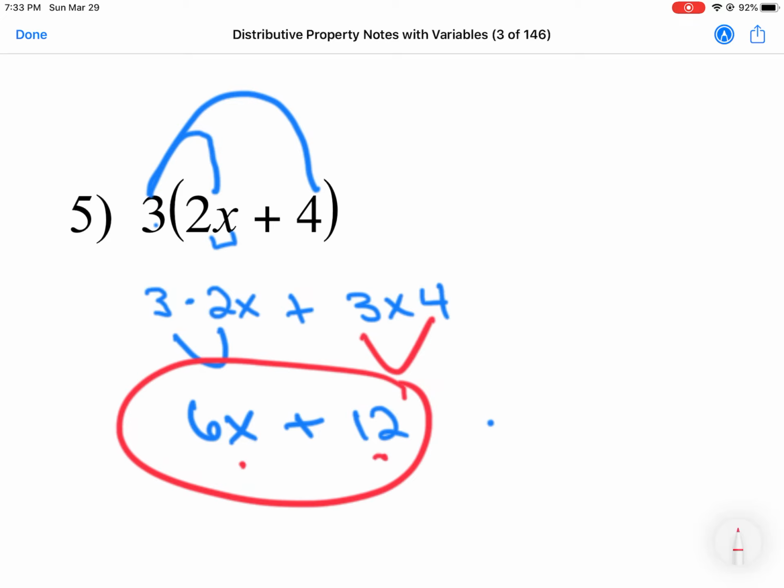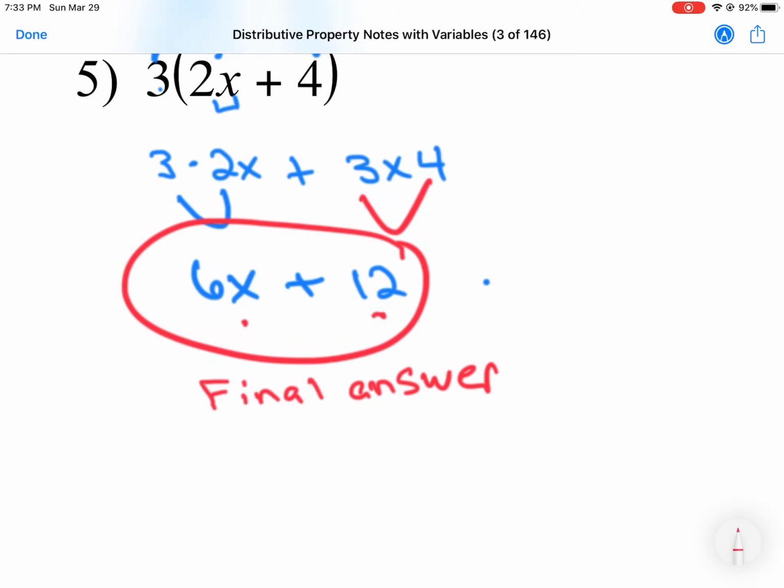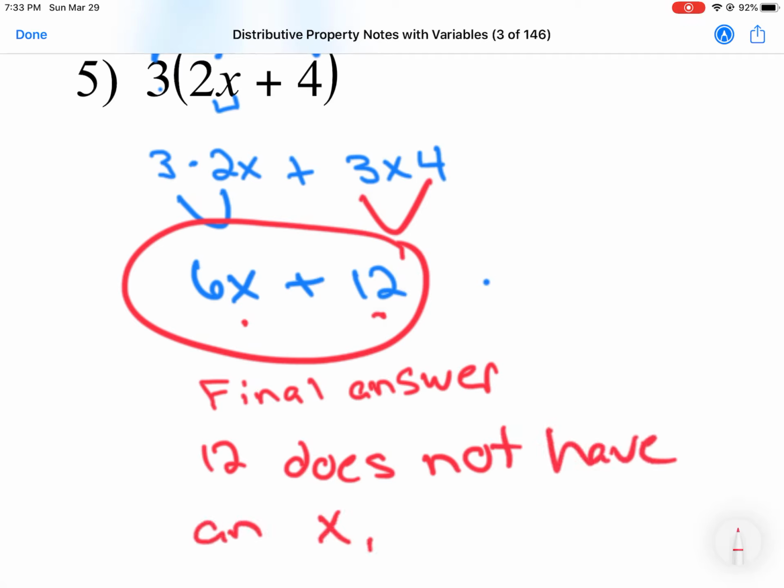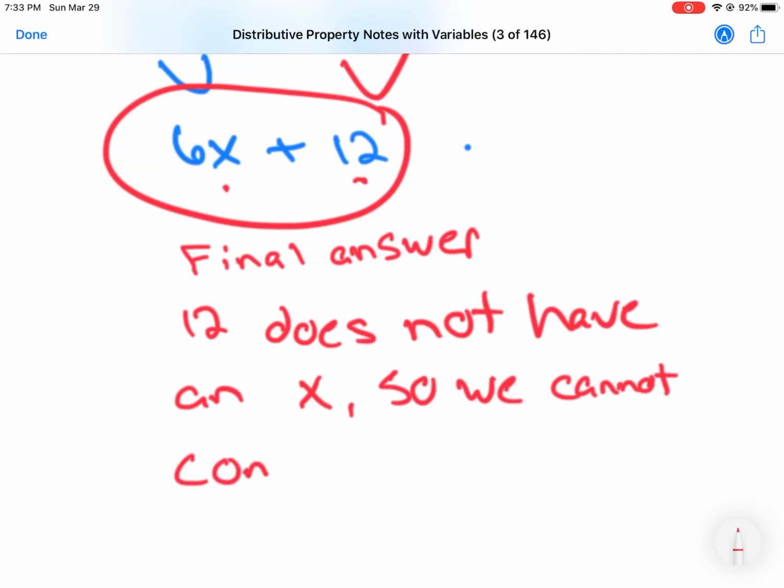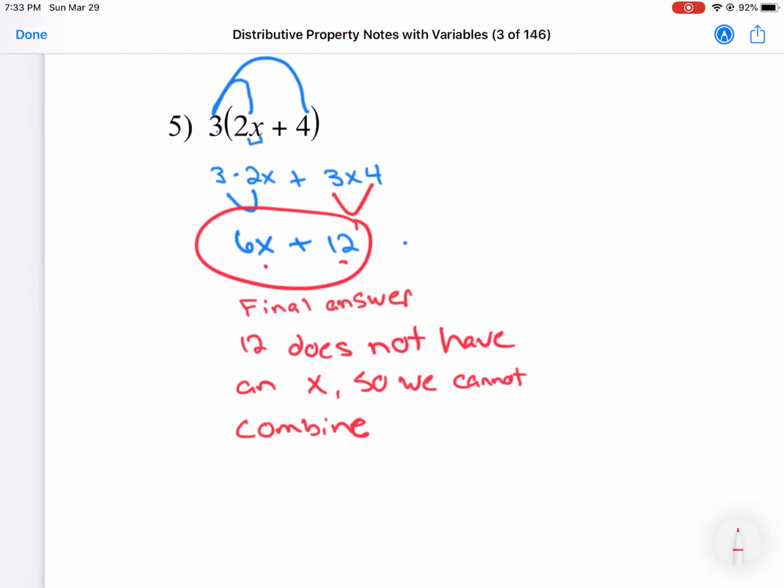You can't simplify these, so don't. If this 12 doesn't have an x, don't add them together. This is not 18. This is your final answer. And I'll write that here. Final answer. Because they are not like terms. Or, in other words, 12 does not have an x, so we cannot combine. Bada bing, bada boom.